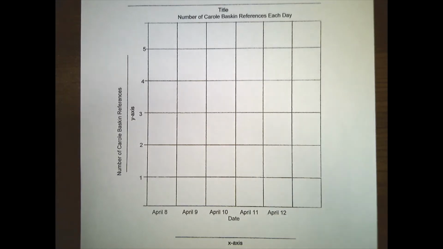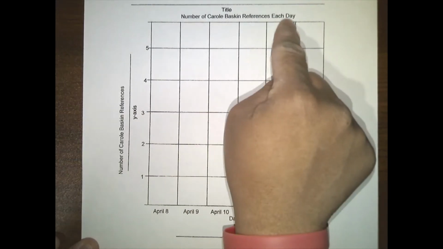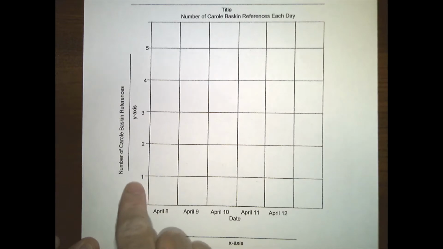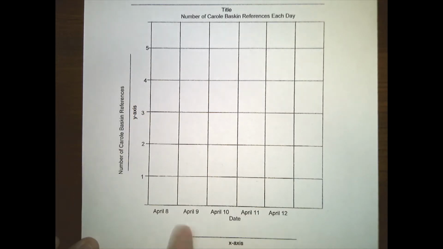Everyone, in this video we are going to talk about how you might be able to predict the number of Carole Baskin references that I might make each day. So here you can see a graph of the number of Carole Baskin references each day, and the y-axis is the number of Carole Baskin references and the x-axis is the date.